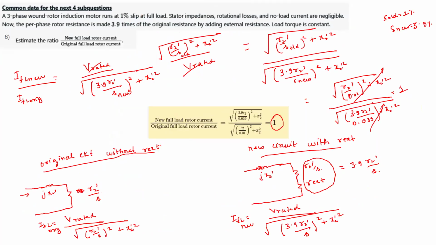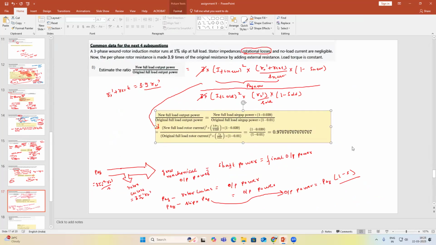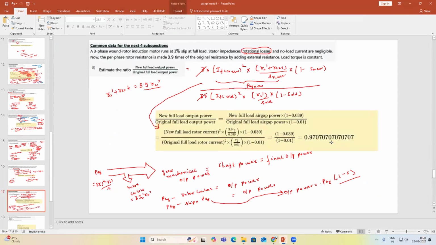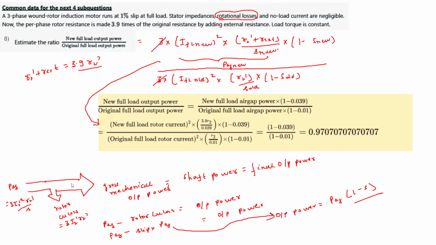So here in R2 dash plus R external, you have written 3.9 R2 dash. Okay, this is very small, I guess, so I think you may not be able to see. Let me increase the size of this. I think visibility will be low. Okay, I think now it is good.